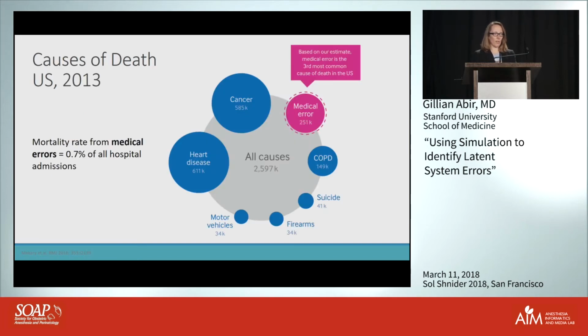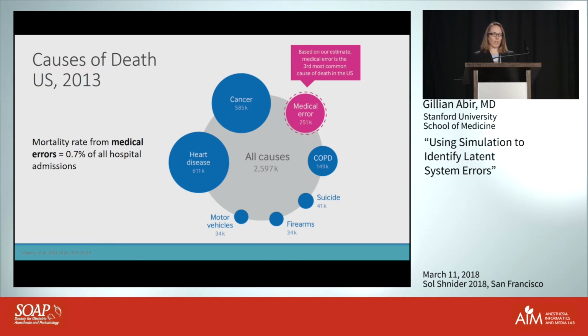So causes of death in the US in 2013, from all causes there were just over 2.5 million. And medical errors accounted for 1/10 of these patients, just over 250,000, which was the 3rd leading cause after heart disease and cancer. So in 2013, there were 35 million hospital admissions. So taking these medical errors into account, it means the mortality rate from a medical error is 0.7% of all hospital admissions, which is a staggering number if you think about it. Even one medical error is one too many.